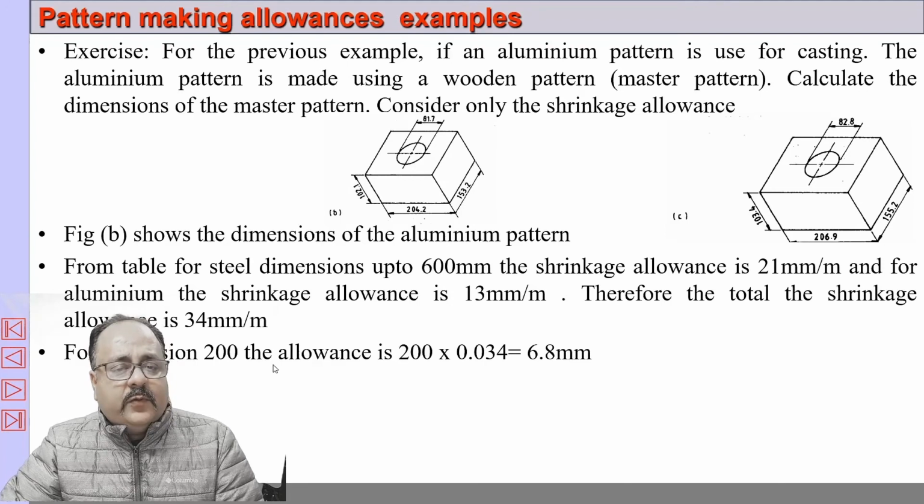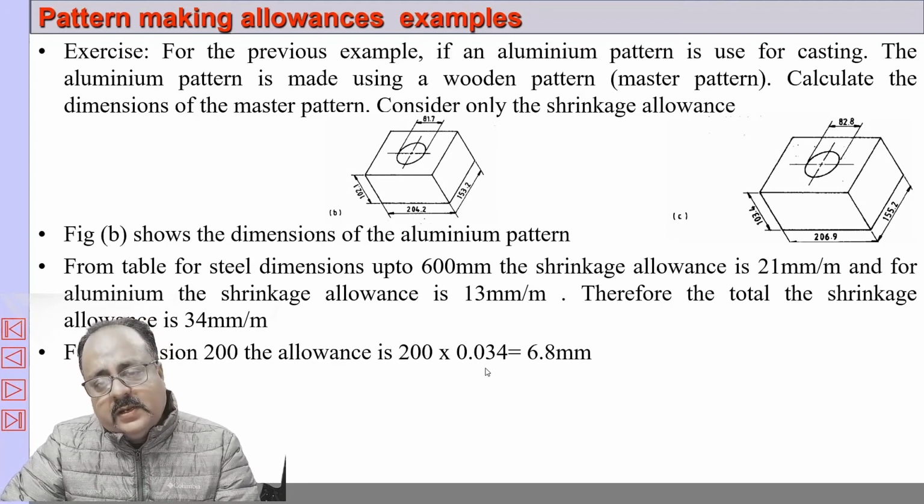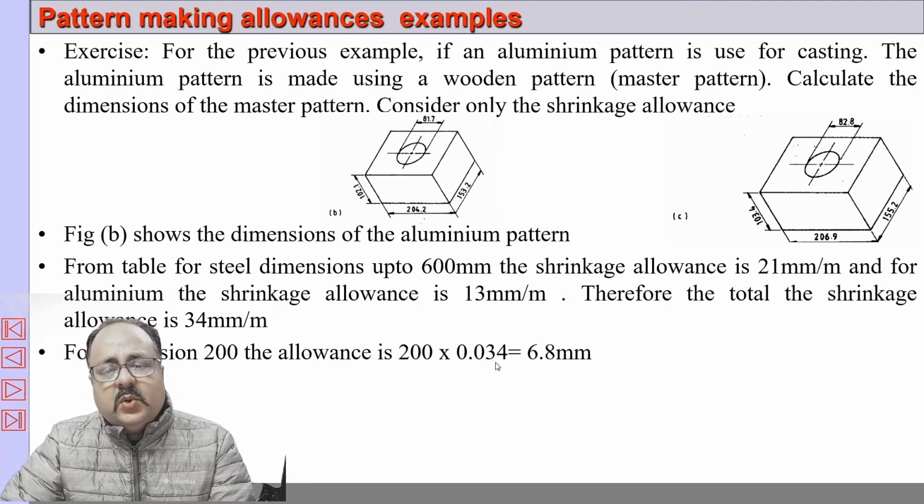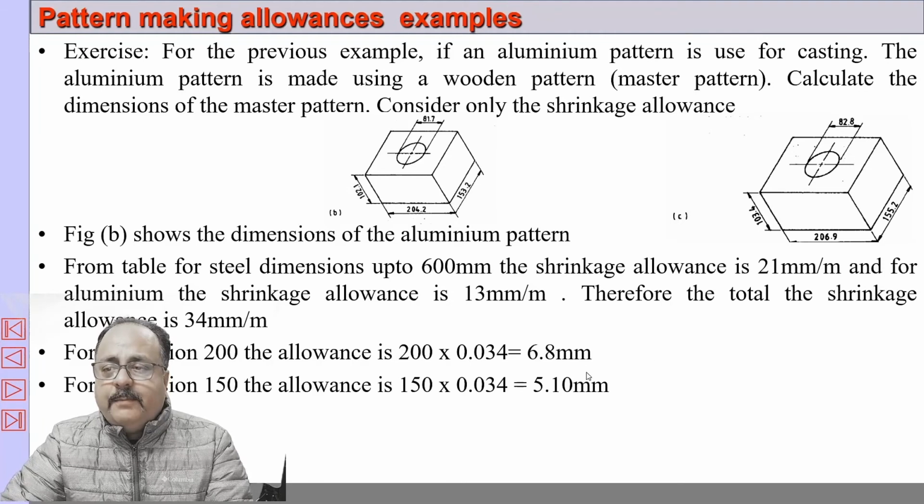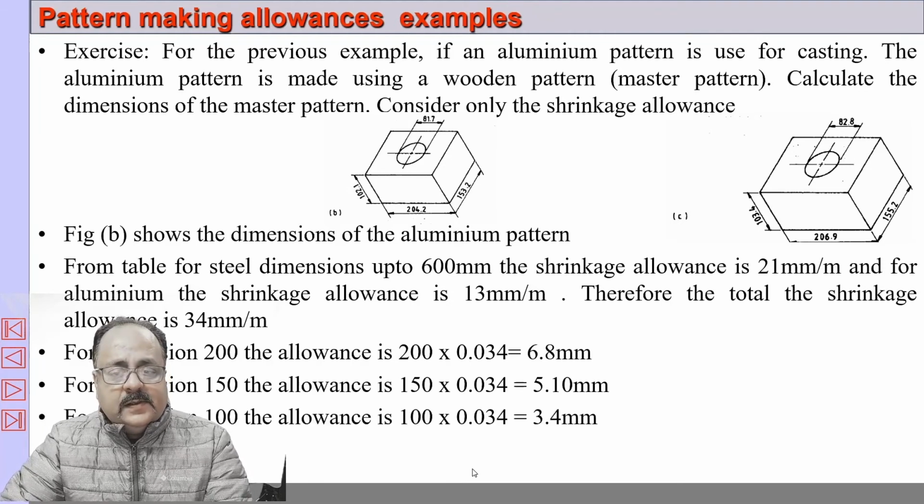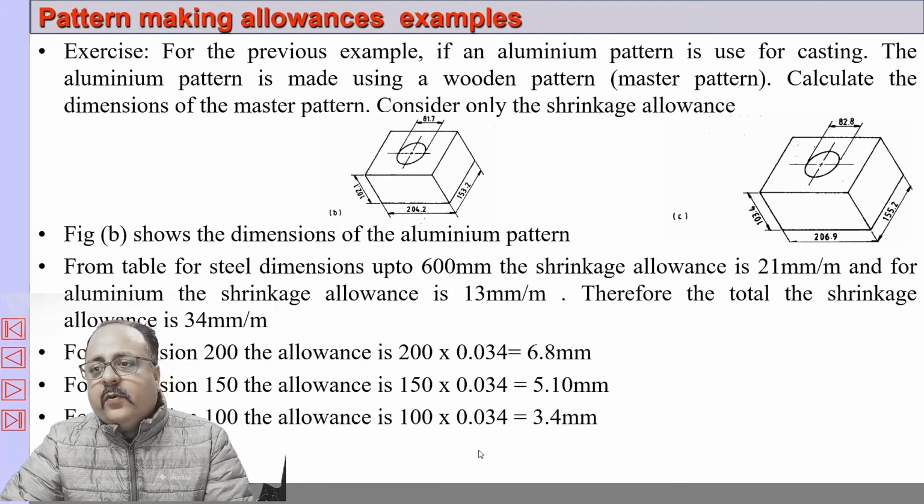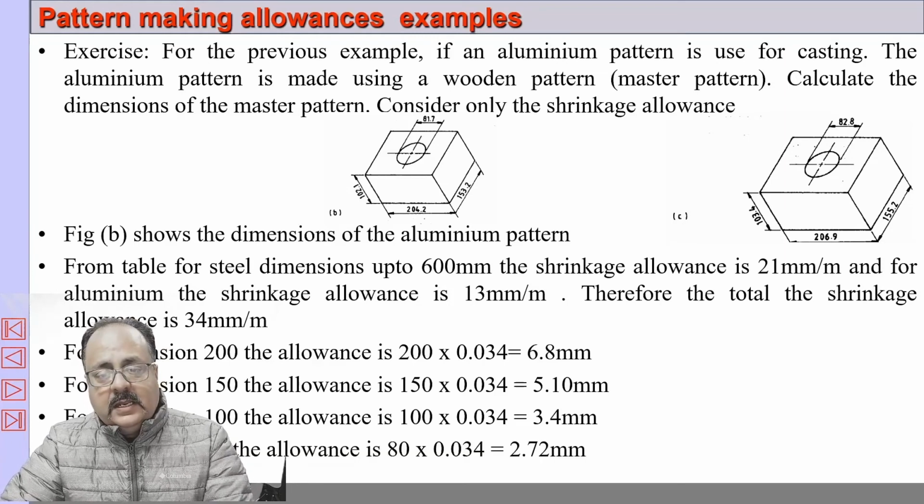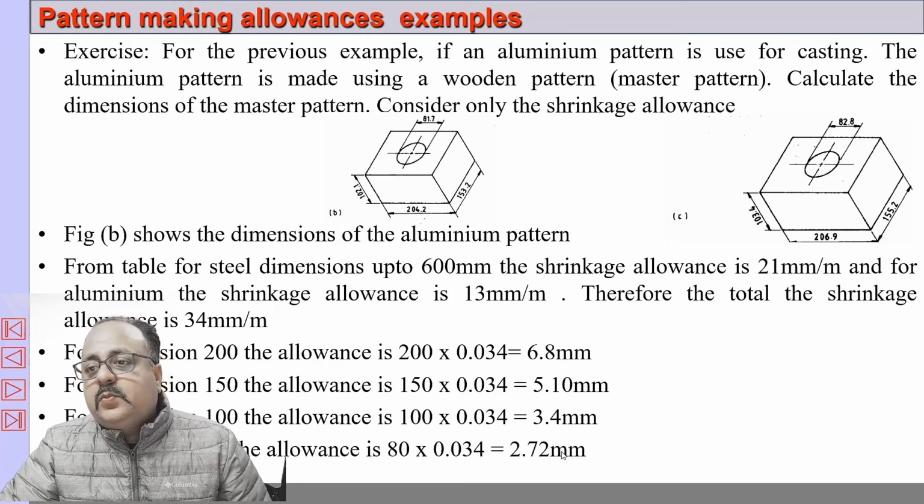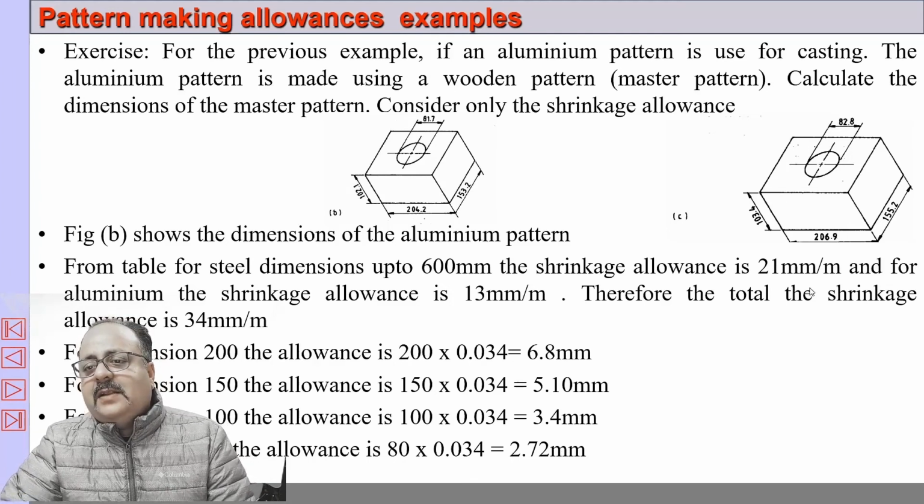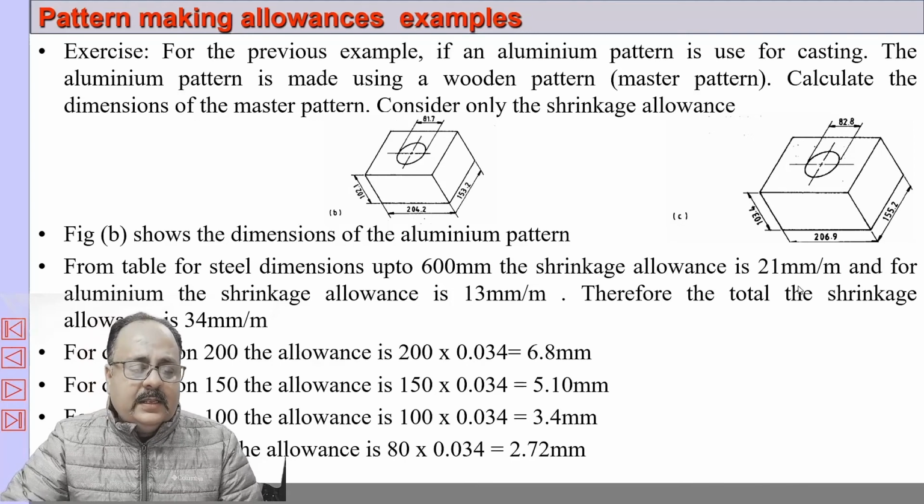So for a dimension of 200 mm, the allowance is 200 plus 200 into 0.034, which is 6.8. So it is around 206.8. Likewise, 5.1, 3.4, and 2.72, 82.72. You can see this 0.1 mm difference is there. That difference doesn't make any issue.